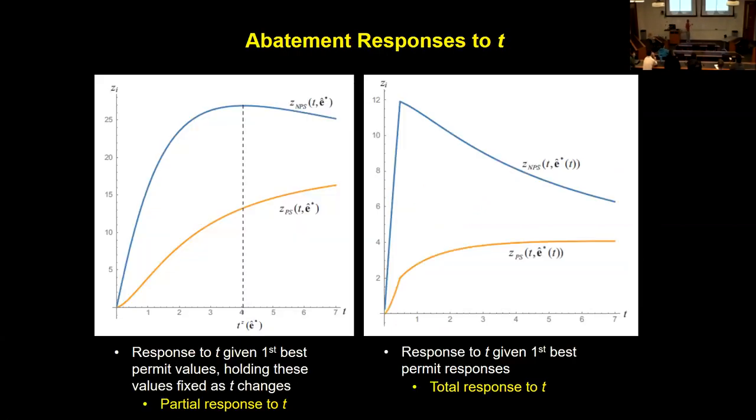So this is the response curve I showed you earlier, the partial response to T. If we held E hat fixed and just allowed T to change, this is what we get. If we allow E hat to be a function of T and then we allow T to change, this is the total response to T. And now it looks very much like your standard results. As T goes up, point source abatement goes up, non-point abatement is coming down, which is what we would expect. As T goes up, you have more trading. These guys abate more, these guys abate less. They're trading credits to these guys.